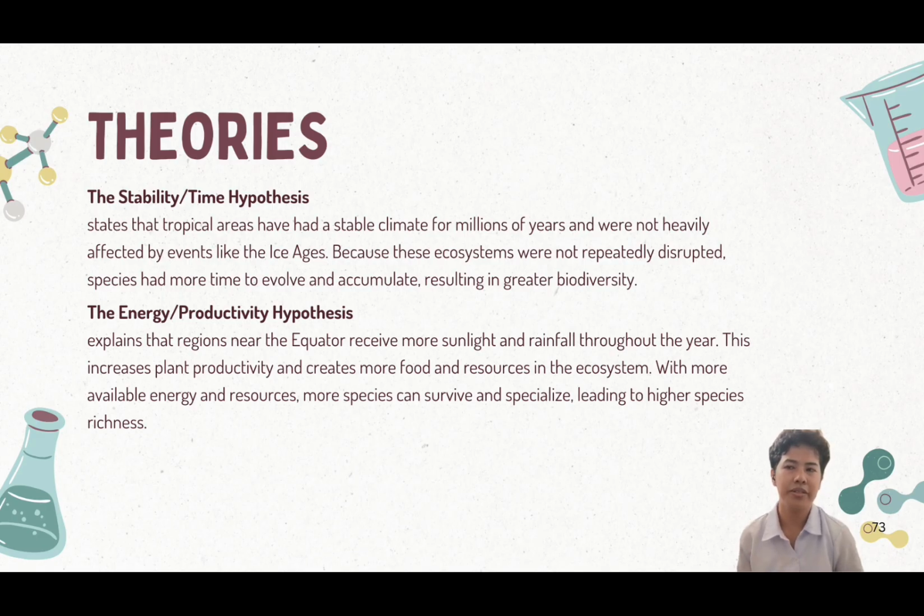And the second one is the energy and productivity hypothesis, which explains that regions near the equator receive more sunlight and rainfall throughout the year. The increase in plant productivity creates more food and resources in the ecosystem, with more available energy and resources and specialization leading to higher species richness.